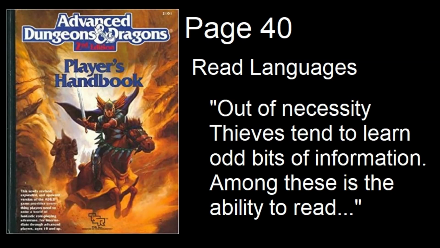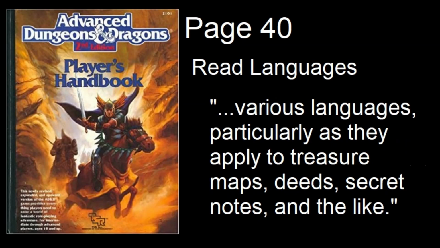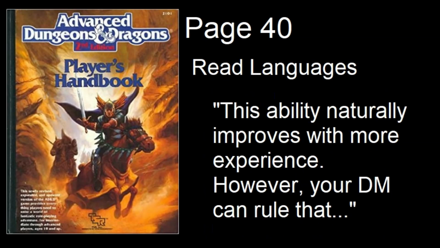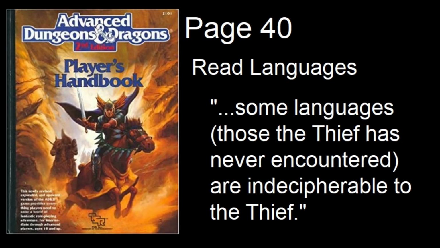Out of necessity, thieves tend to learn odd bits of information. Among these is the ability to read various languages, particularly as they apply to treasure maps, deeds, secret notes, and the like. At 4th level, the thief has enough exposure to languages that they have a chance to read most non-magical writing. This ability naturally improves with more experience. However, your DM can rule that some languages, those the thief has never encountered, are indecipherable to the thief.